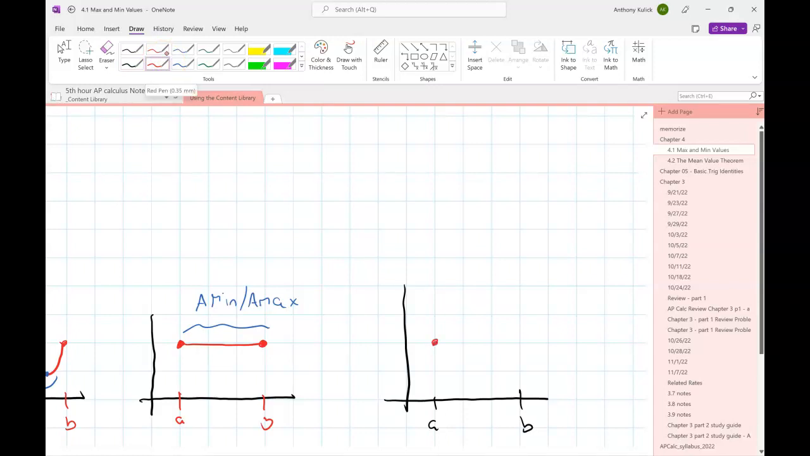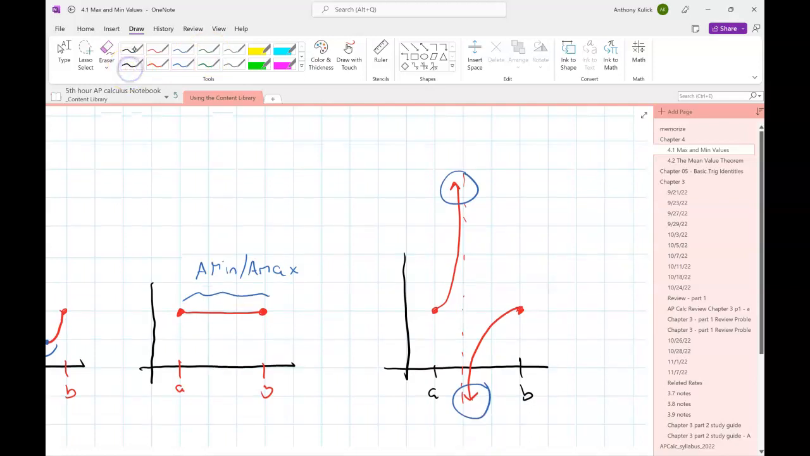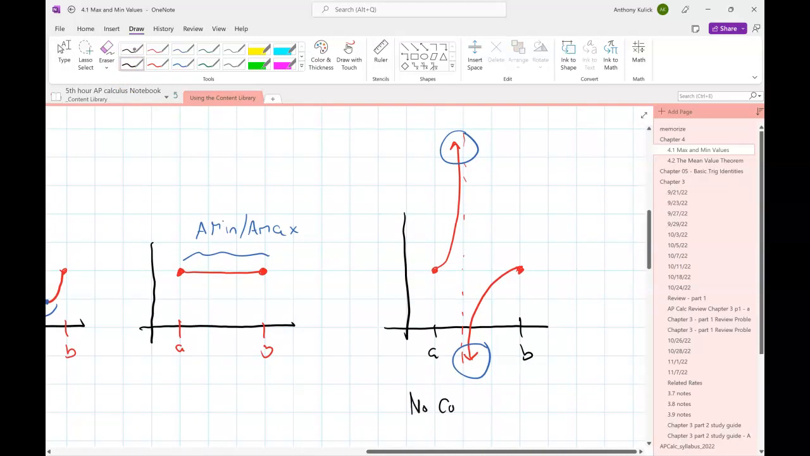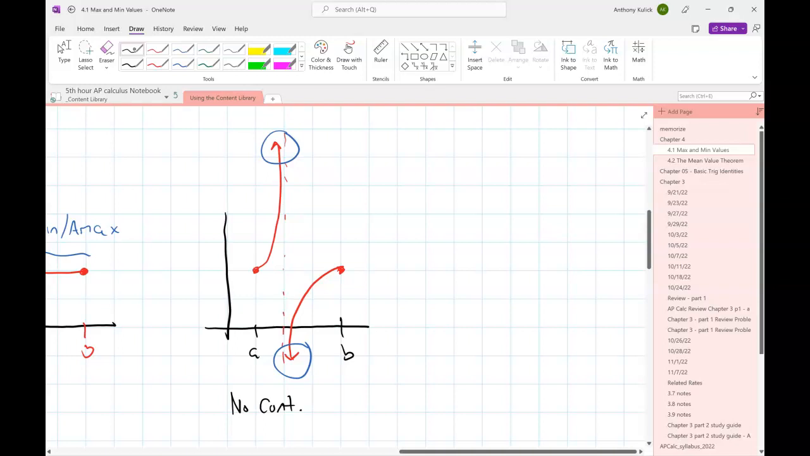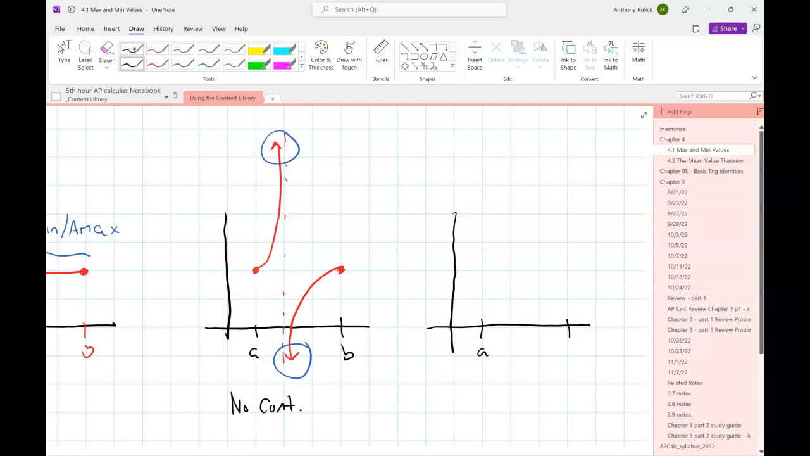So if I have a closed interval but I don't have continuity, I could have something like this, where there's no absolute max or min because I have arrows pointing up and an arrow pointing down, so there would be no absolute max and min. That's if I didn't have continuity. The other part that I have to have on here is the closed interval.